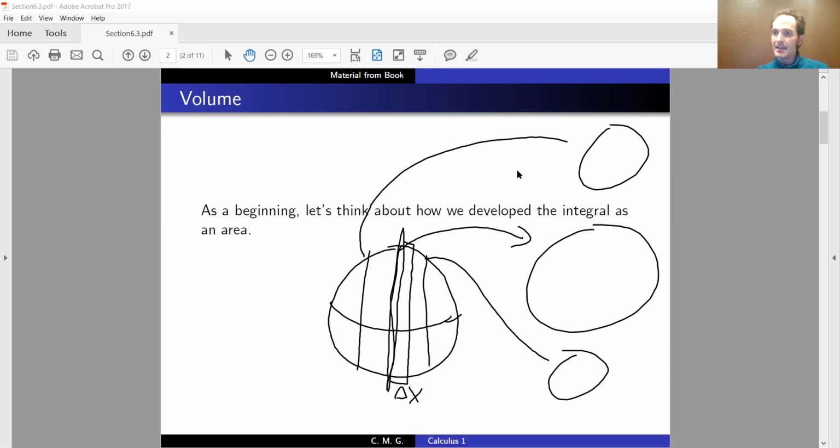Okay. Then I let that width, that delta x, go to 0. So I take that limit as that thing gets smaller and smaller and smaller. That gives me a better estimate, a better estimate, a better estimate. Eventually, that is going to give me the exact volume of this sphere in the limit as that delta x goes to 0.